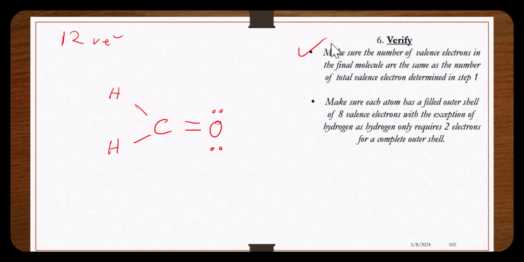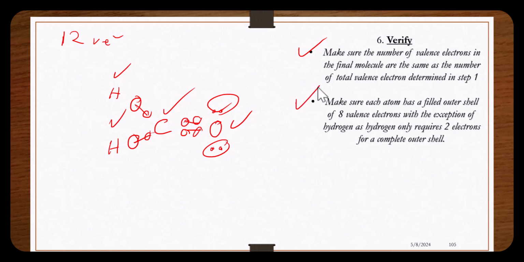In the next step, we make sure that each atom has a filled outer shell of 8 valence electrons, with the exception of hydrogen, as hydrogen only requires 2 electrons for a complete outer shell. And looking at oxygen, we can see there's 2, 4, 6, 8, so oxygen checks out. Carbon, we can see there's 2, 4, 6, 8, so carbon checks out. Hydrogen only needs 2 electrons, and there's 2 for this hydrogen, there's 2 for this hydrogen, so both of these check out. This part of the verification is complete and checks out, so the molecule is correct and verified.